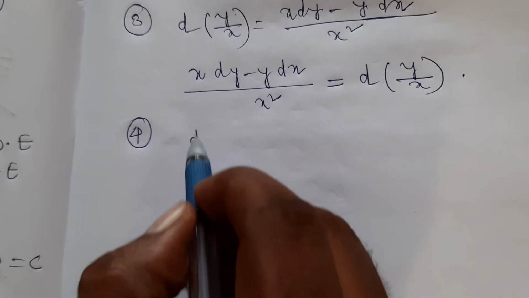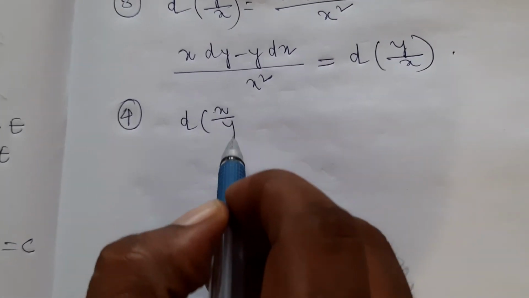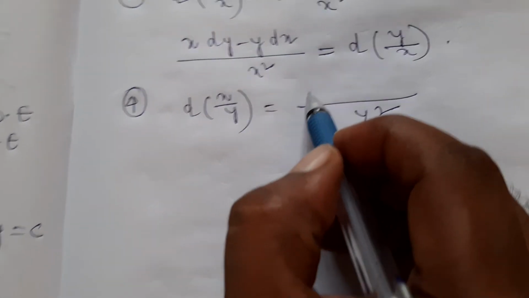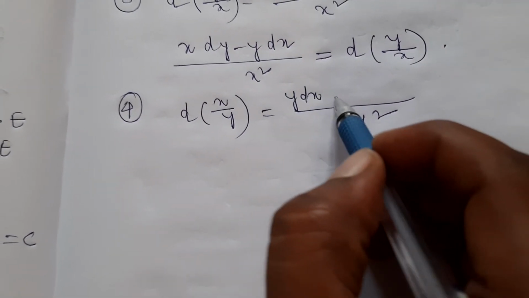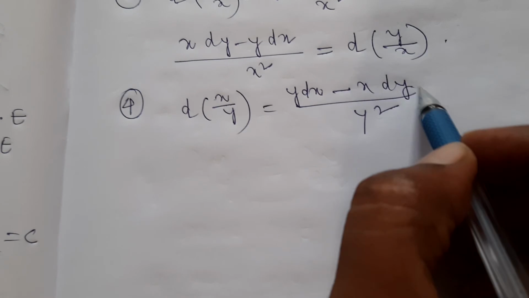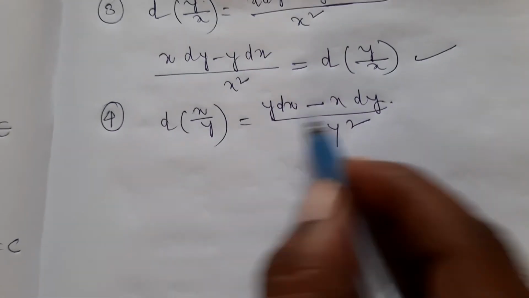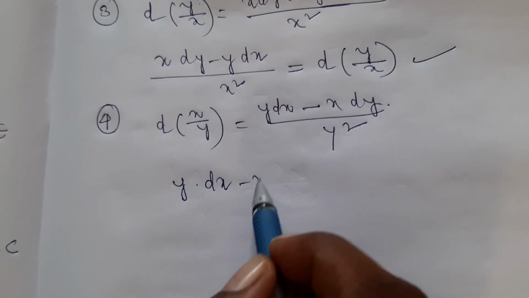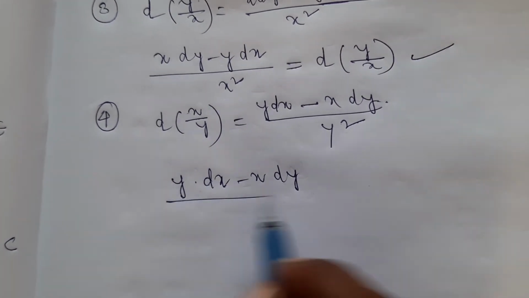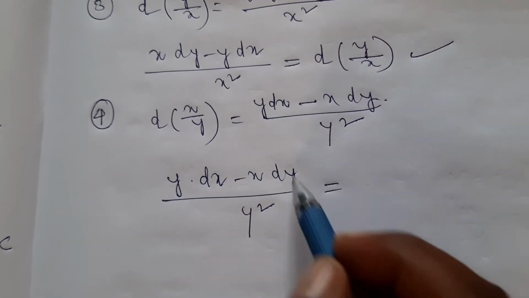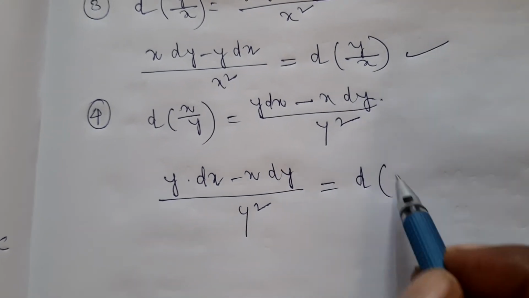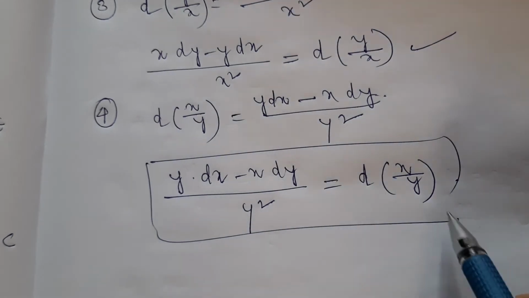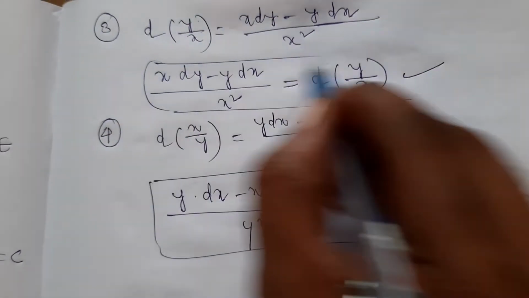Similarly, next one, what is the derivative of x by y? Tell me. Like this, y square is the denominator, and the numerator is y into dx minus x into dy. So this is an integrating factor. Whenever you observe y dx minus x dy by y square, instead of this value you can replace it with the derivative of x by y. This is also one more important point.